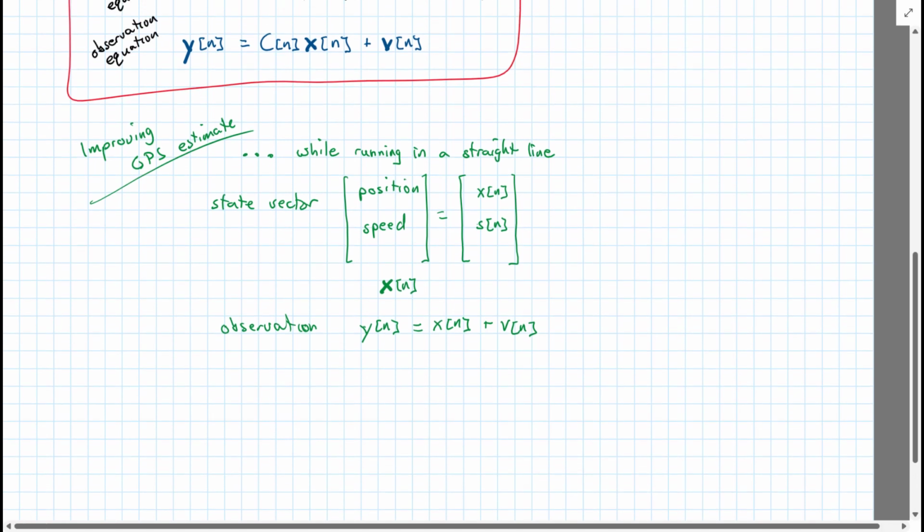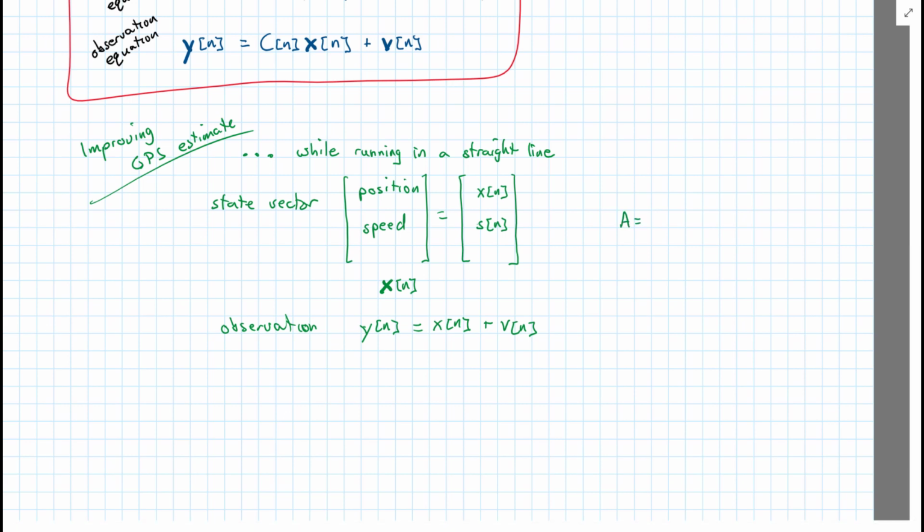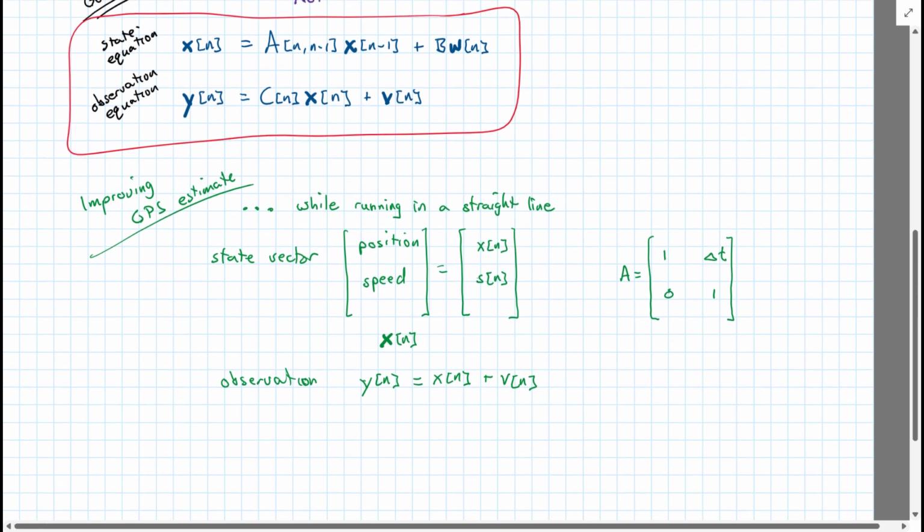Okay, so let's define then our matrices associated with this. A, what is A going to be? A says that my position at time n is going to be my current position plus delta t times my speed. And we're going to assume that my speed stays the same. Well, of course it doesn't, but that's the point of having our W here.